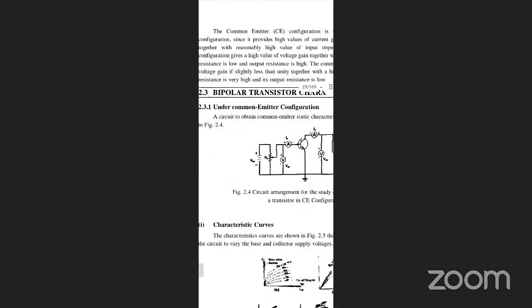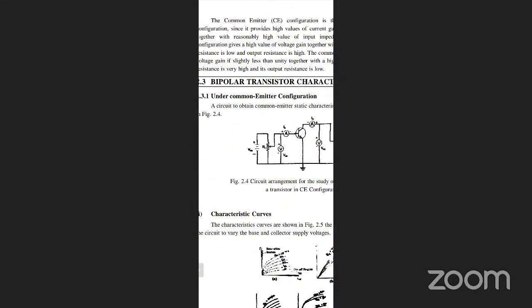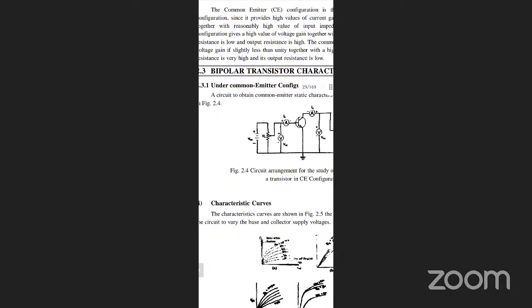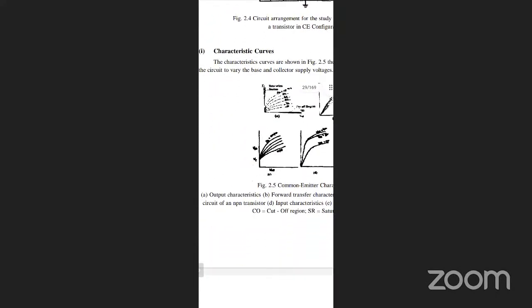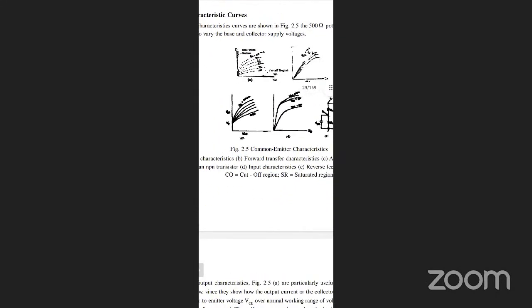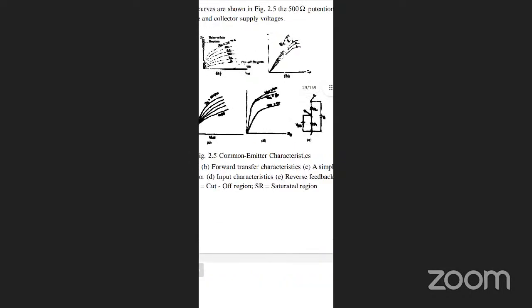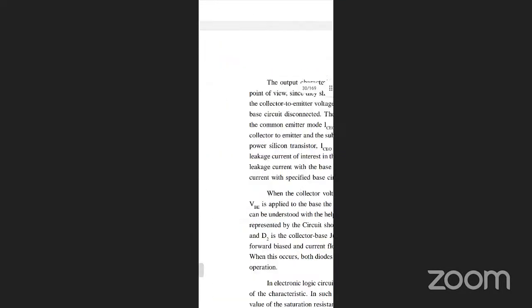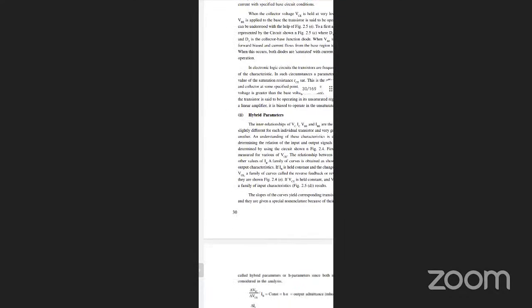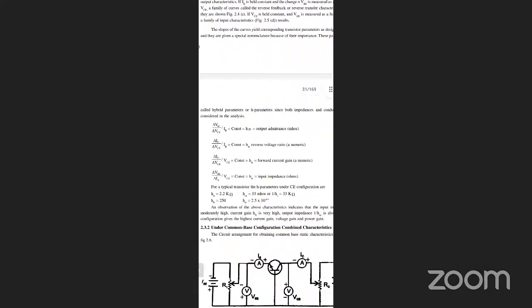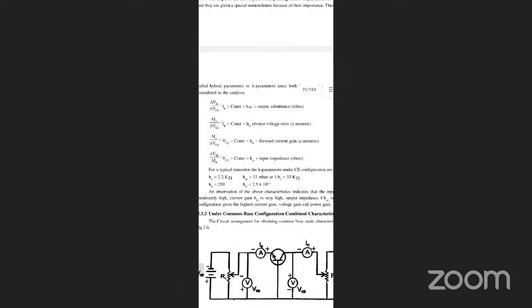Like that, the bipolar junction transistor. Bipolar means the current flows in two ways. What are the input characteristics? What are the output characteristics? You can easily observe them by doing the experiment. Next, hybrid parameters, which are called H parameters. These include output admittance, reverse voltage, forward current, and input impedance.